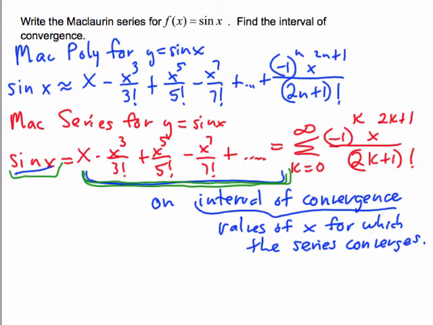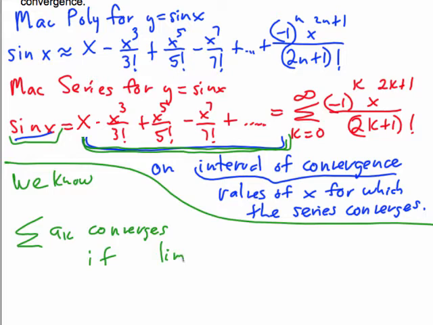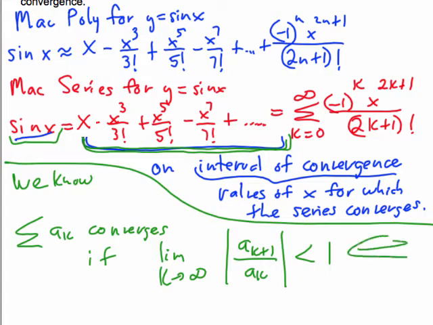Now, how are we going to find out where the series converges? Well, remember that we know that a series converges if this limit is less than 1. Remember that this is the ratio test for absolute convergence. So if we can find the values of x for which this limit is less than 1, we have then found the values of x on which the infinite series converges.